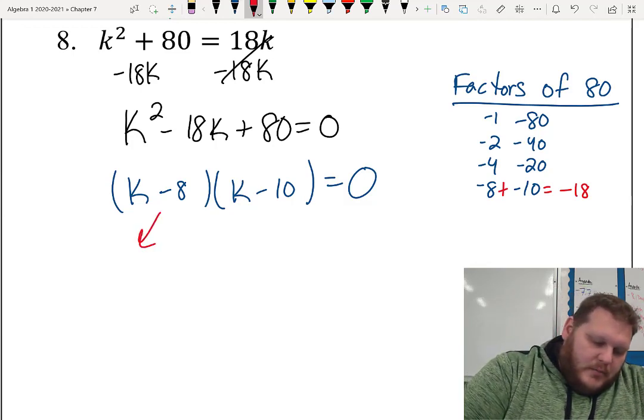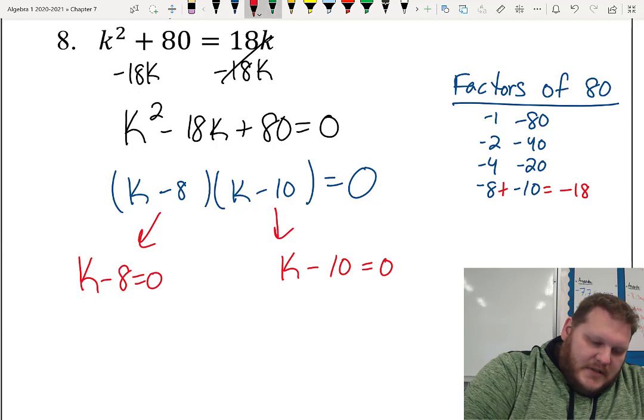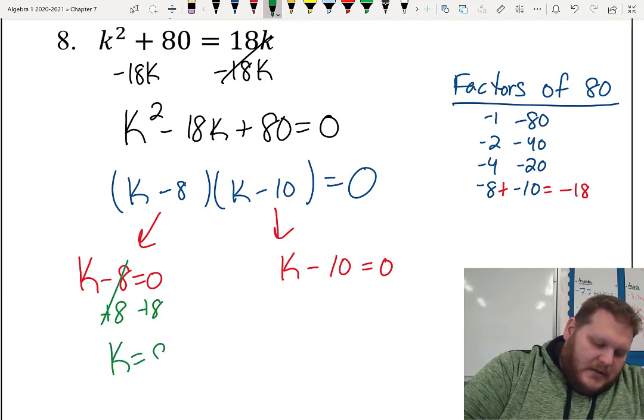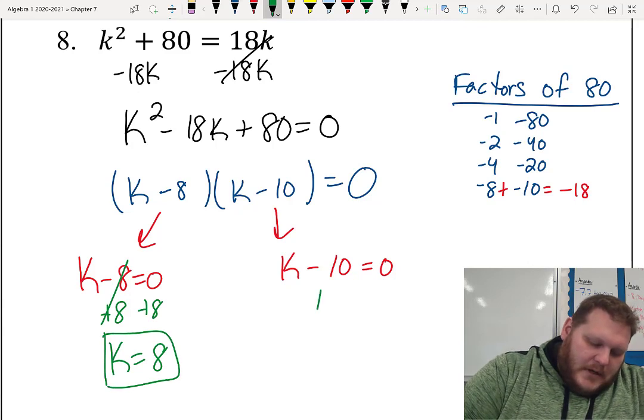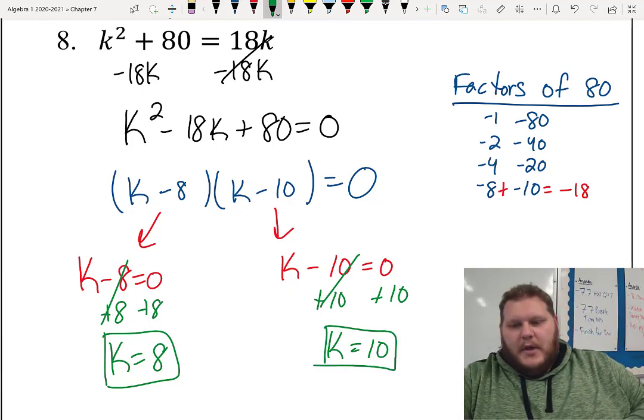So from here, ZPP to solve, k minus 8 equals 0, or k minus 10 equals 0. I add 8 on both sides to get positive 8. I add 10 on both sides to get positive 10. And there are my two solutions for the last problem.